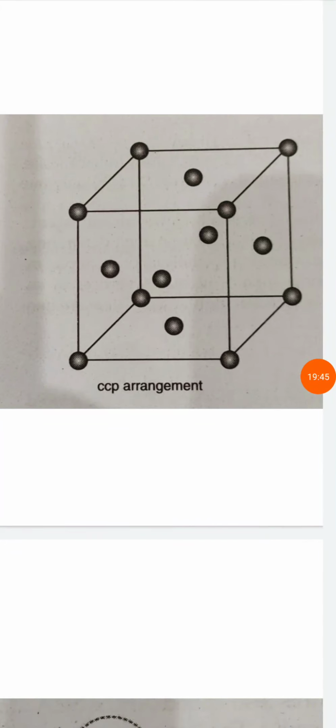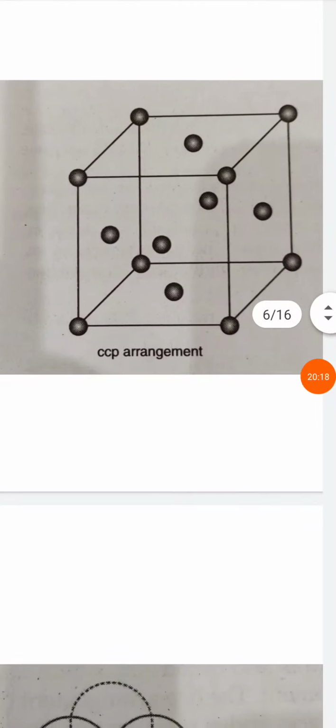It may be remembered that while drawing the structure of ionic solids, we do not draw the complete crystal lattice but a unit cell. In simple ionic compounds, generally two types of arrangements are possible: CCP, that is cubic close packed, or HCP, hexagonal close packed arrangement. The larger ions, that is anions, adopt this arrangement.